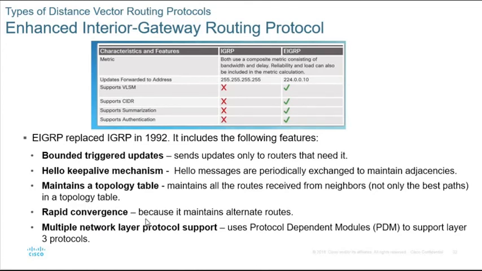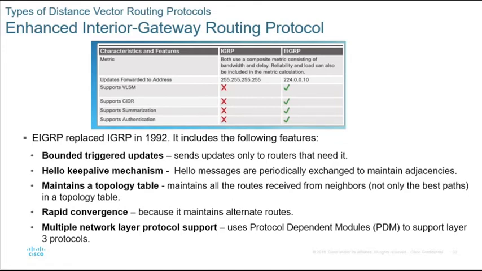The other one is rapid convergence. As we saw a while ago, in terms of its convergence capability, EIGRP is faster compared with RIP. And the last one is that it supports multiple network layer protocols, so it actually extends up to layer 3. So it has these added features and functionalities that make it better, but at the same time make it more complex to configure compared with RIP version 1 and version 2.